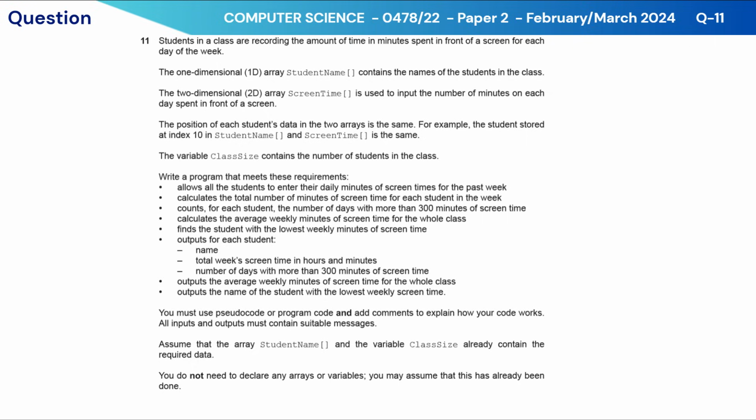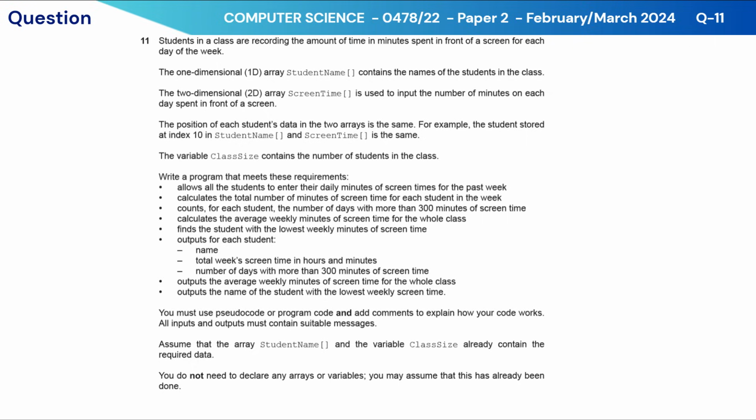For example, the student stored at index 10 in student name and screen time is the same. The variable class size contains the number of students in the class. Write a program that meets these requirements. Allows all the students to enter their daily minutes of screen times for the past week. Calculates the total number of minutes of screen time for each student in the week. Counts, for each student, the number of days with more than 300 minutes of screen time. Calculates the average weekly minutes of screen time for the whole class. Finds the student with the lowest weekly minutes of screen time.